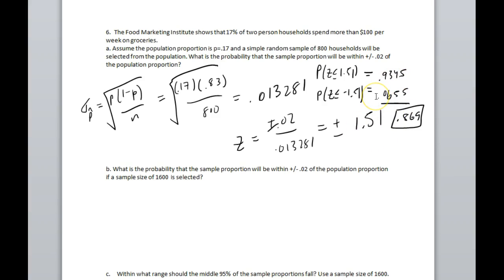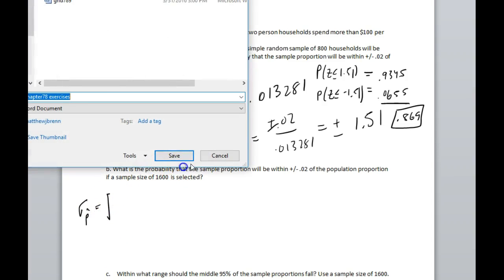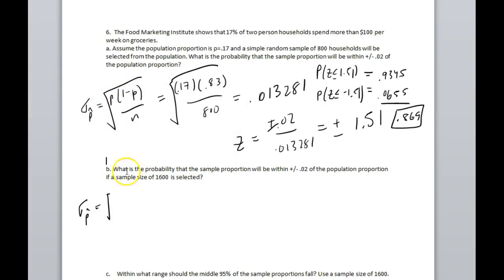Okay. And then what is the probability that the sample proportion will be within that same 0.02 of the population proportion if a sample size of 1600 is selected? So we do this the exact same way. We figure out what our sigma p hat is.